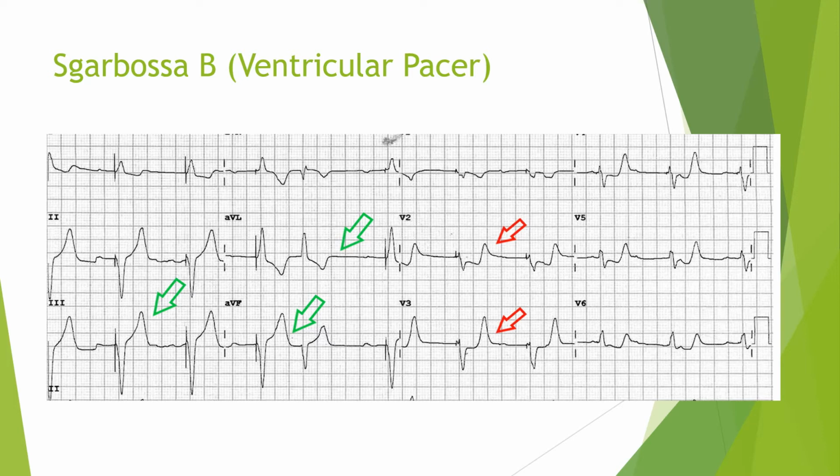I put some green arrows over here to show you what normal discordance looks like. So in lead 3 and AVF, you have a downward QRS complex, upright T wave, you have a little bit of ST elevation, but it's not clinically significant.